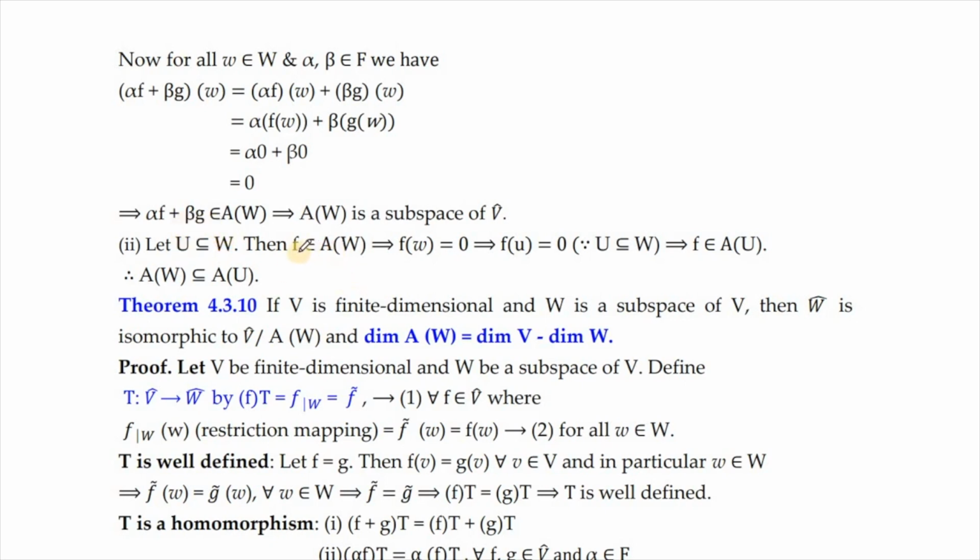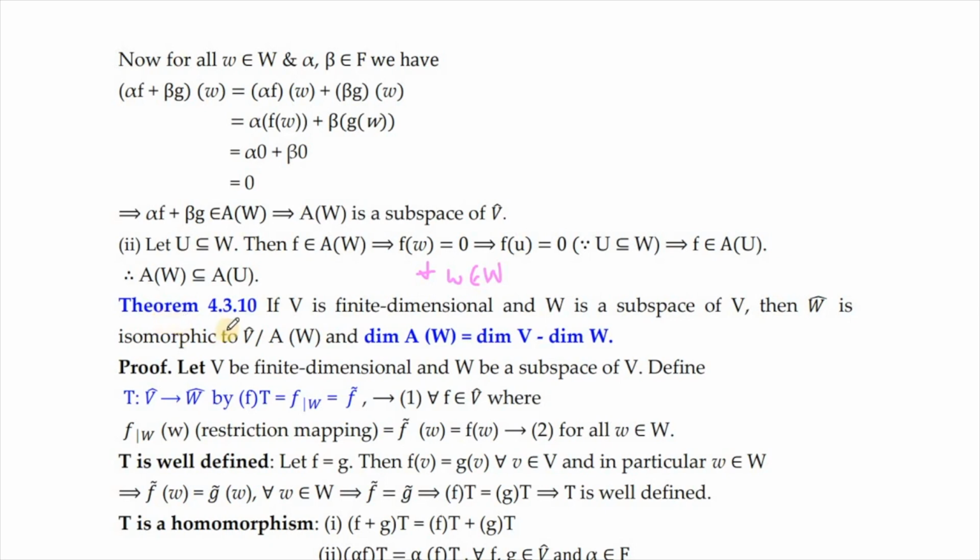Now coming to the second one, we want to show that A(W) is contained in A(U). So you consider f in A(W), which means that f(w) is 0, and this is true for every w in W, but inside W is where U is present. So even for all the elements of U, this relation holds. So f(u) is equal to 0. This implies that f belongs to A(U). So A(W) is contained in A(U).